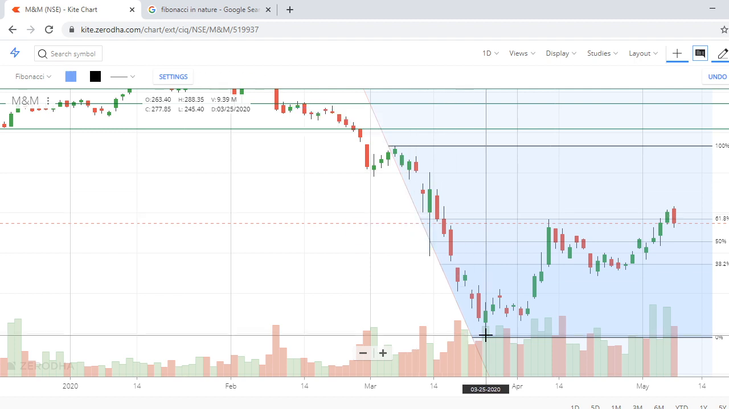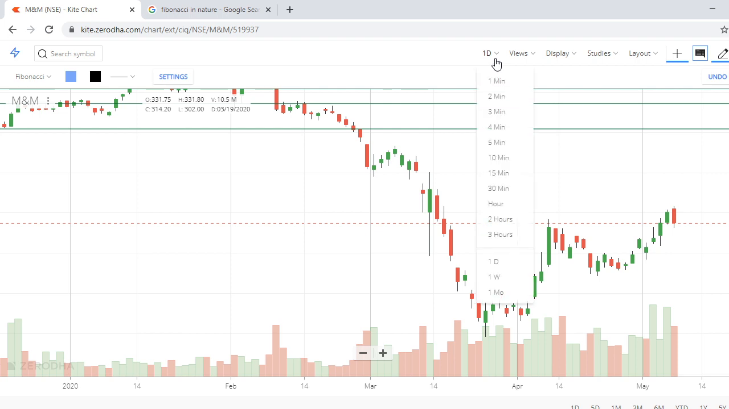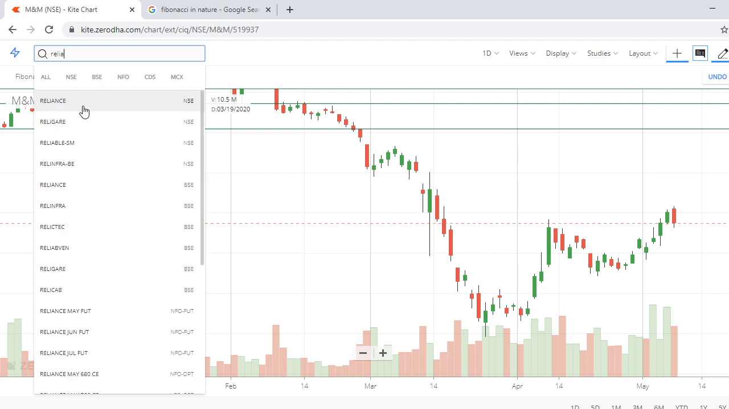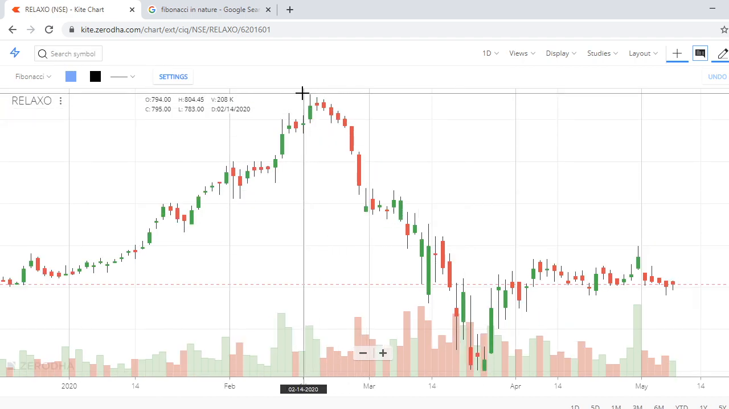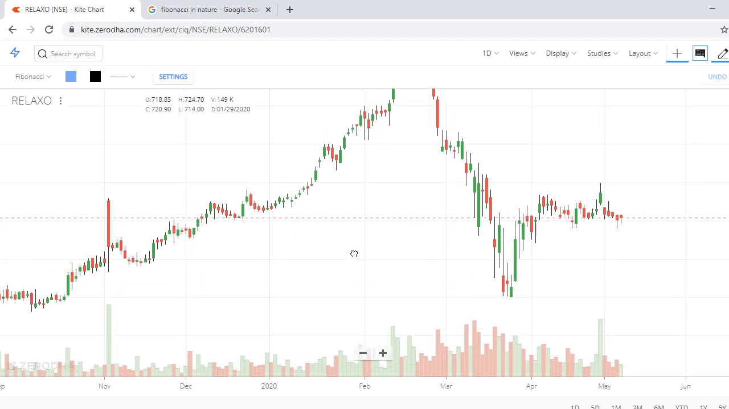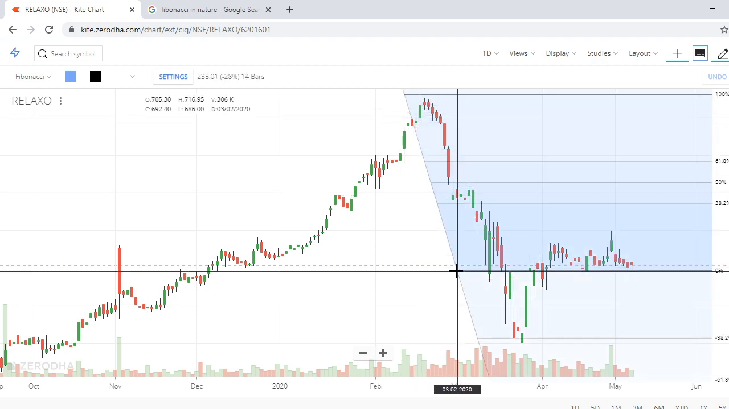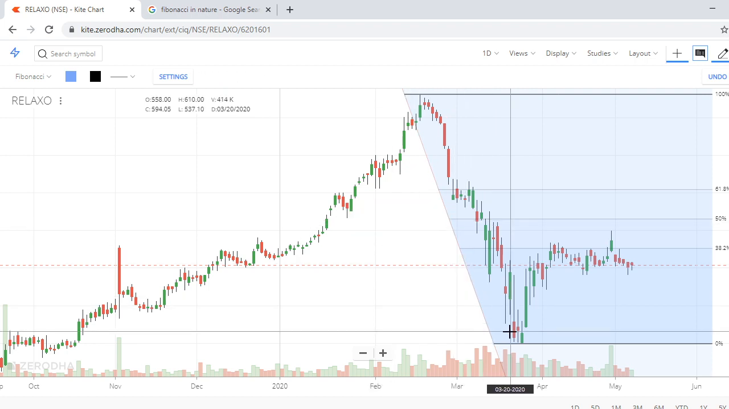So this is all about the Fibonacci numbers. Fibonacci numbers, they work in all the directions, all the time frames. Let's take another stock, Reliance or Relaxo, whatever. Now I'll try to draw for this downtrend. The high is here. You need to find the swing high and swing low, not in the middle. So this is the high and this is the low. Perfect. Can you see that retracement?